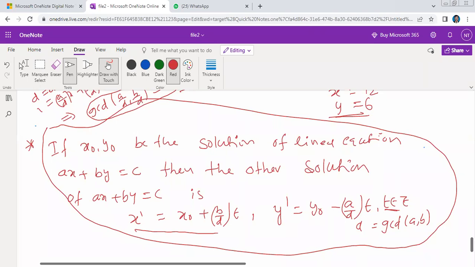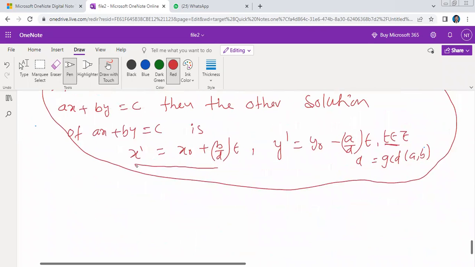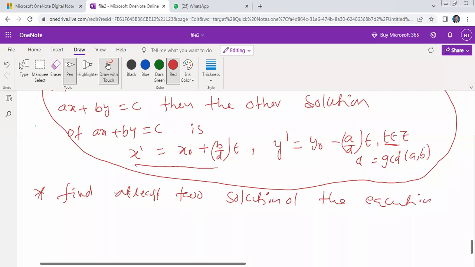For example, the previous problem: 2x plus 3y. Find at least two solutions of the equation 2x plus 3y is equal to 1.